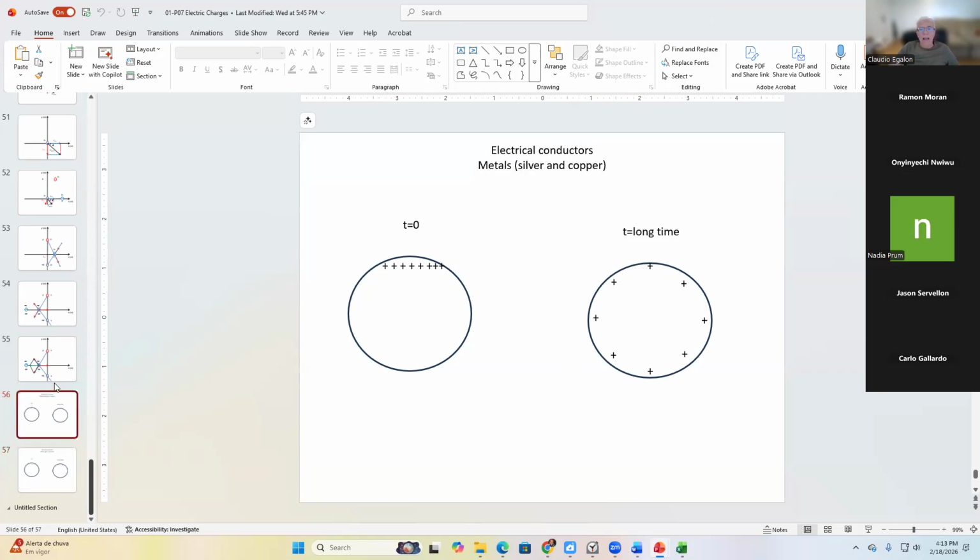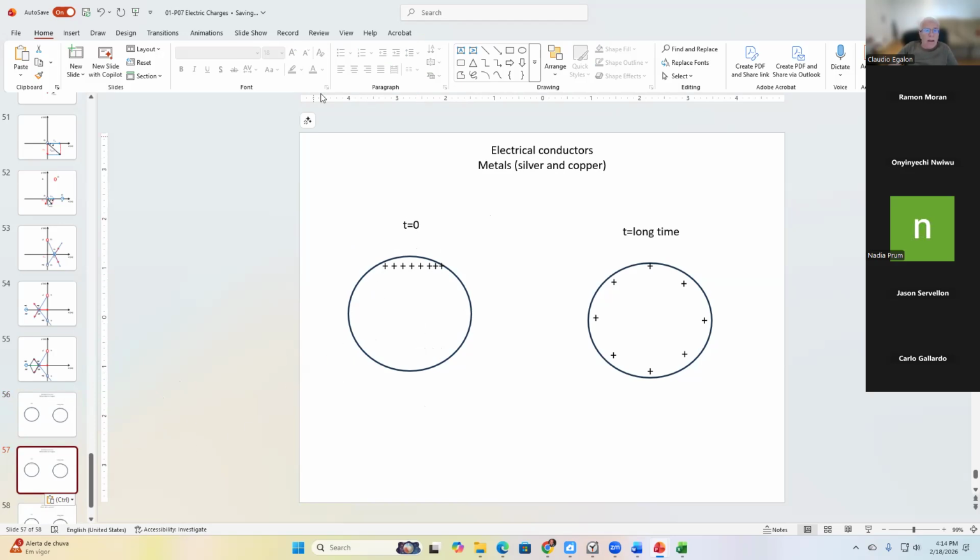The main difference is that electrical conductors allow electric charges to move freely. Here I have an illustration of an electrical conductor. Suppose that I somehow manage to put a bunch of electric charges in a single region of this electrical conductor. What's going to happen as time goes by, at t equal to 0? What's going to happen to those electric charges? I want you to imagine, because this material allows the charge to move freely, okay?